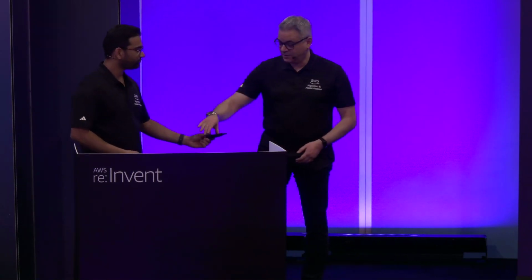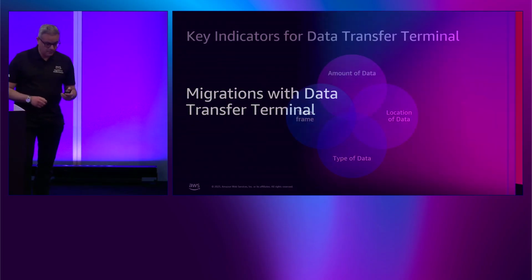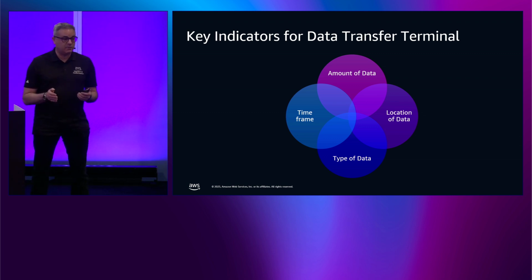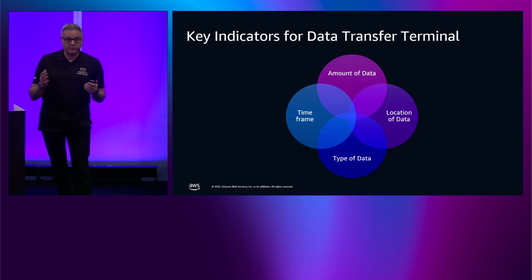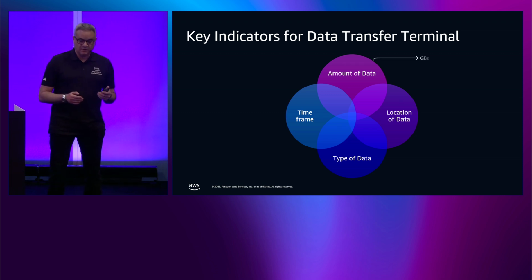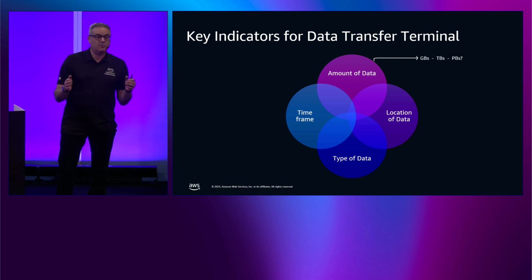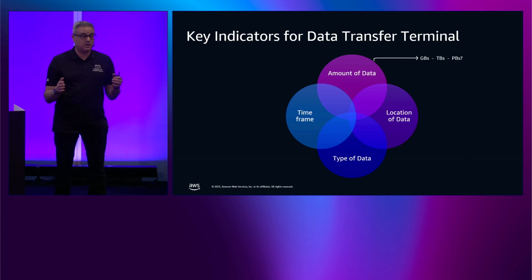With that, I will ask Daniel to walk us through the migrations with Data Transfer Terminal scenario. Thank you. So, when we're talking about migrations, and you want to know if Data Transfer Terminal is going to help your migration, there are really 4 key considerations to take into account. The first one is the amount of data. Is it in gigabytes? Is it in terabytes? Or is it in petabytes? We find that most of our customers who are using Data Transfer Terminal for migrations are using between about 20 terabytes up to about 1 petabyte.